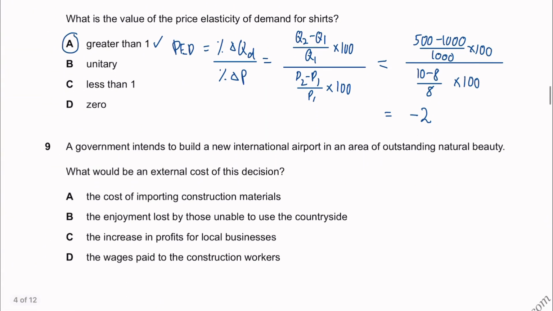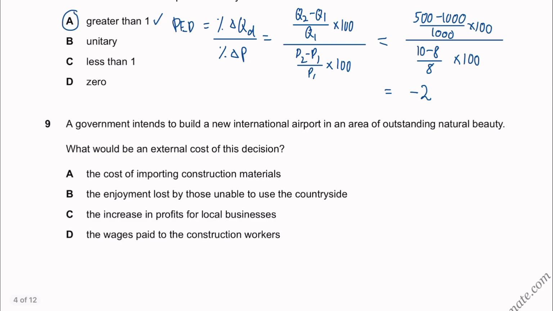Question 9. A government intends to build a new international airport in an area of outstanding natural beauty. Okay, that just means that they have beautiful landscape. So what would be an external cost of this decision? Build a new airport in that area. External cost just means the cost to a third party due to the decision made.